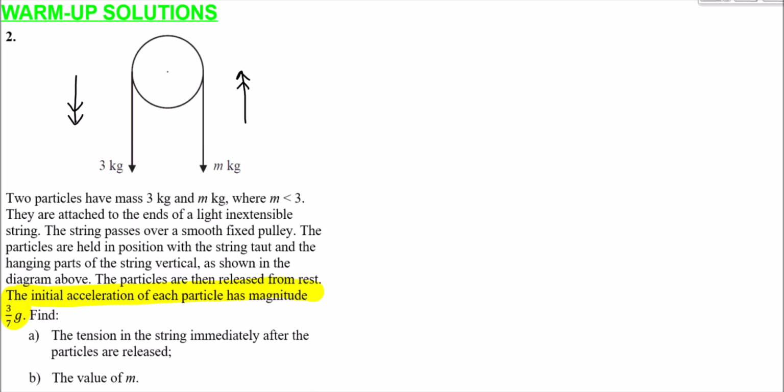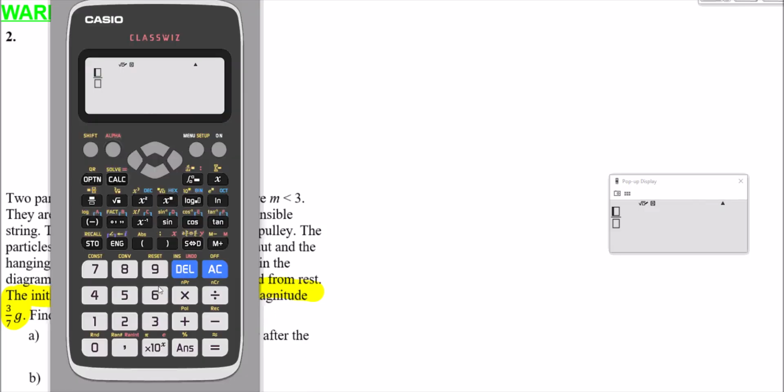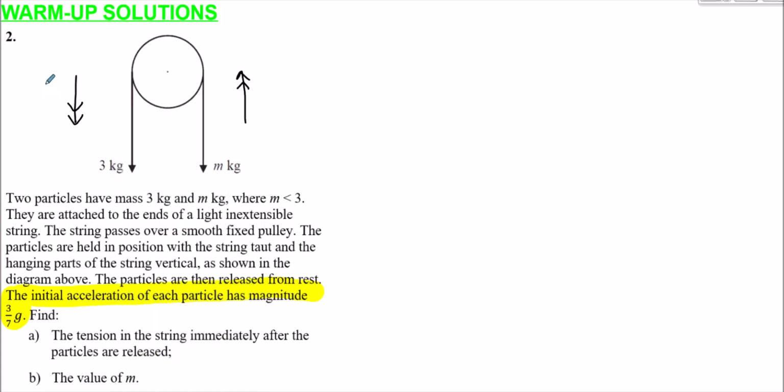The magnitude is 3/7 g. So g is 9.8, so we need to work out 3/7 of 9.8. That's 21/5, which is 4.2. So the acceleration is 4.2. I think by putting it as 4.2, it looks a bit less alien. You could leave it in terms of 3/7 g. I choose to do it this way, either or.